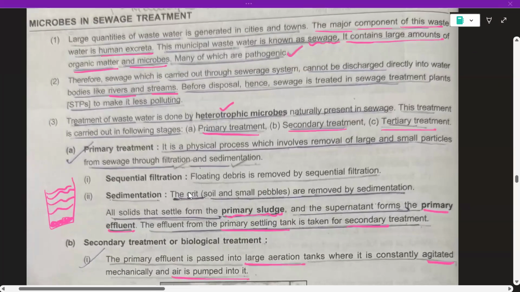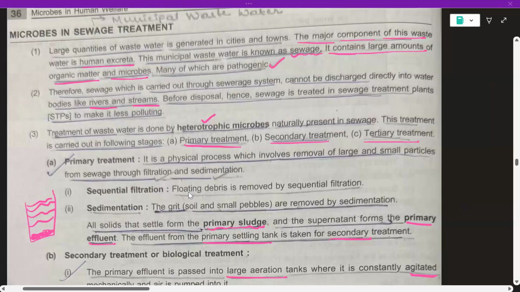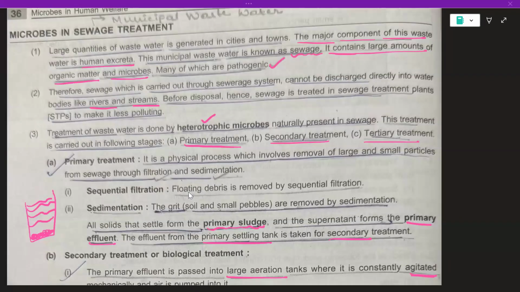Now, what is sewage? It is the municipal wastewater, meaning the wastewater from the homes, from the hospitals, from the industries, that is constituted under sewage. Large quantities of wastewater are generated in cities and towns. The major component is human excreta, then rubbish and waste. Apart from that, it contains a large amount of organic matter and microorganisms as well, a lot of which are pathogenic. They are obviously not useful.